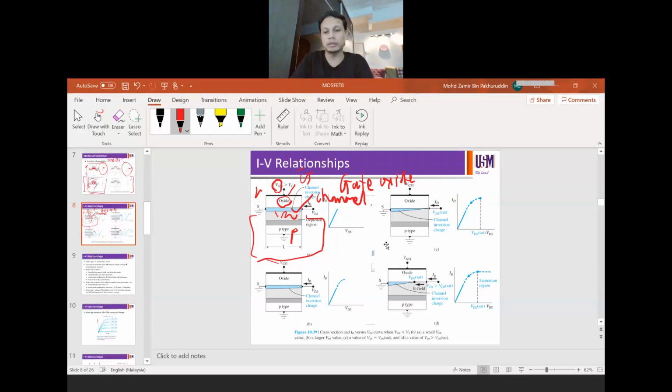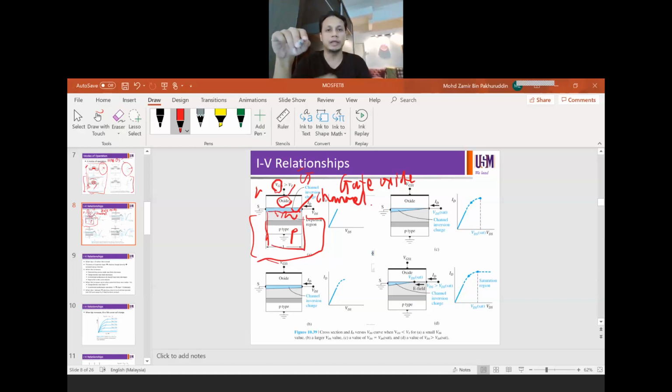Tak apalah, okay. Tengok sini. So you apply a positive VG. So what will a positive VG do is that you ada silicon kat sini kan. This whole thing is your silicon. So it's actually silicon here. The whole thing is silicon.